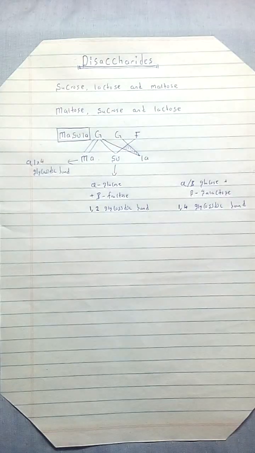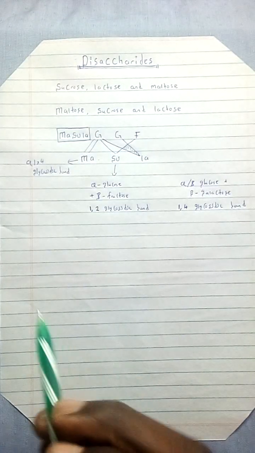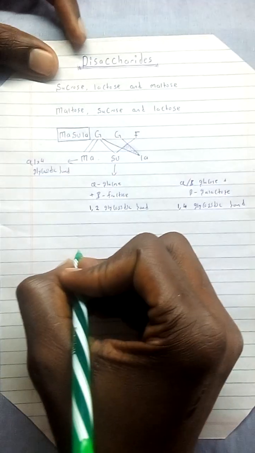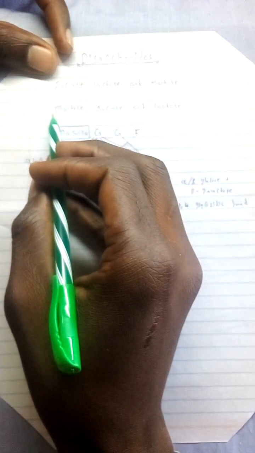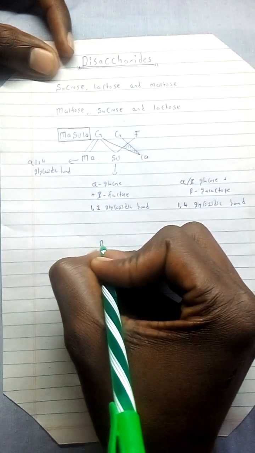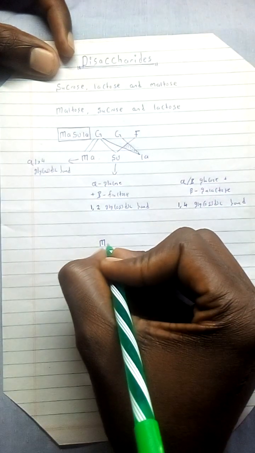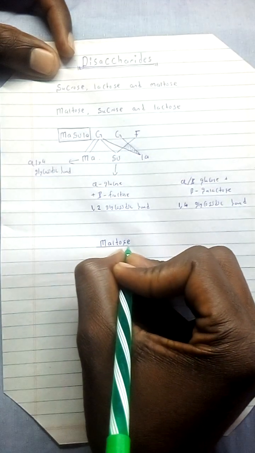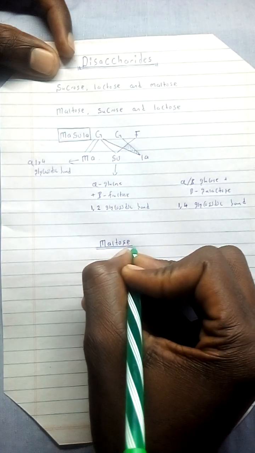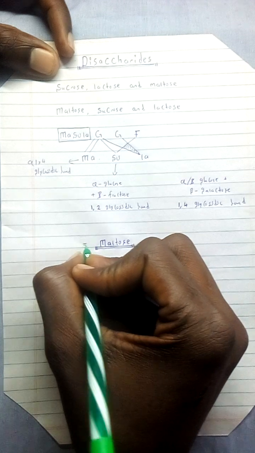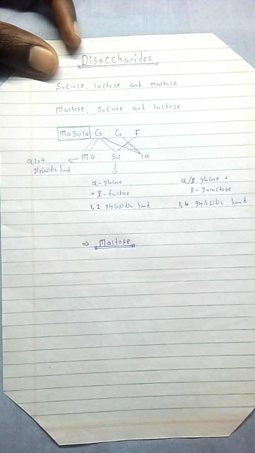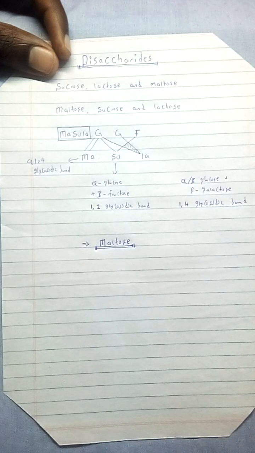I think with that in mind, we can now simply start looking at each one of these. In this case, we start with maltose. So we'll start with maltose, but everything we've discussed here. So we're starting with maltose. Amazing. So now for maltose.